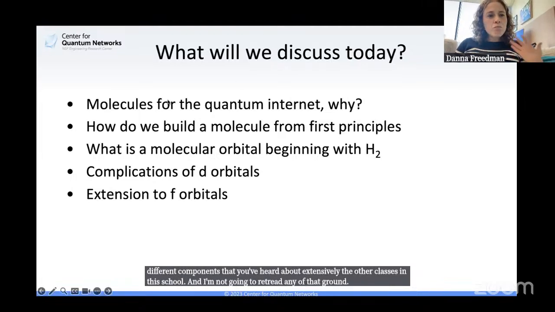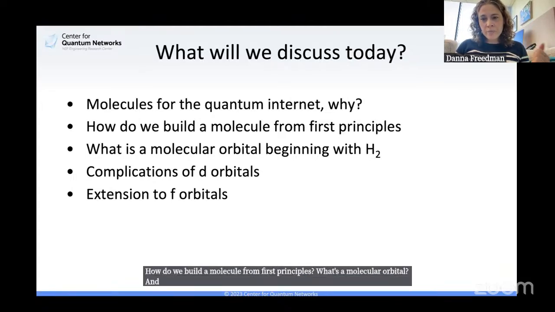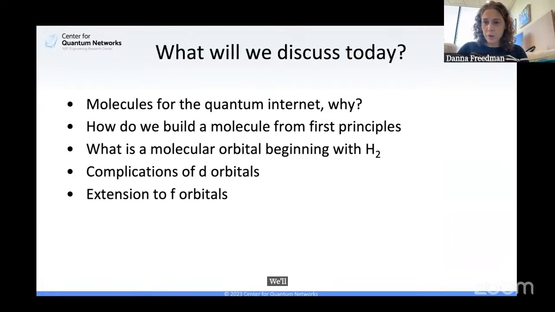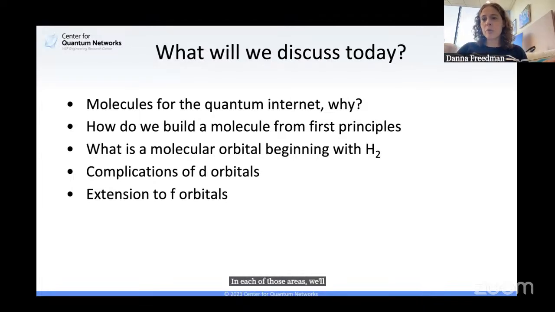We're going to begin by talking about the role of molecules in the quantum internet. How do we build a molecule from first principles? What's a molecular orbital? And here we're going to begin with dihydrogen, which from a chemistry perspective is the simplest molecule that we have. We'll complicate this further with d orbitals as we move out to metals, and then we'll extend it to f orbitals. And in each of those areas, we'll talk about the systems that we're building and their potential role in a quantum internet.